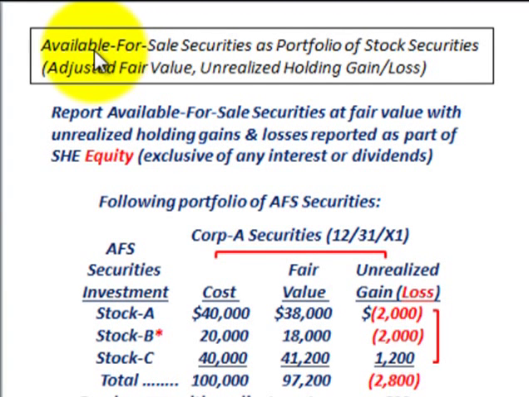What we're going to be looking at here is available for sale securities, as portfolio stock securities, and we're going to look at the adjusted fair value and any unrealized holding gains or losses on these securities. Now, for accounting, you report the available for sale securities at their fair value with any unrealized holding gains or losses reported as part of shareholders' equity, and that would be exclusive of any interest or dividends on these stocks. So those would have to be reported separately.